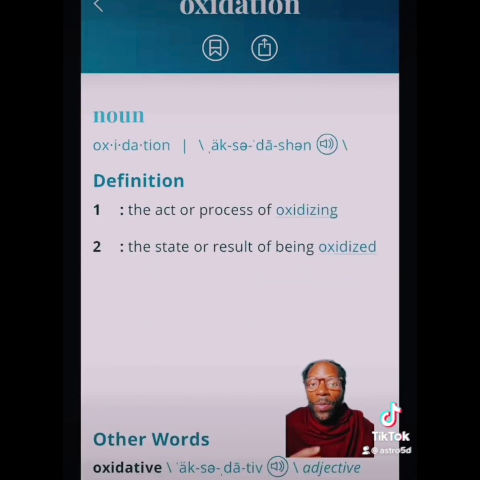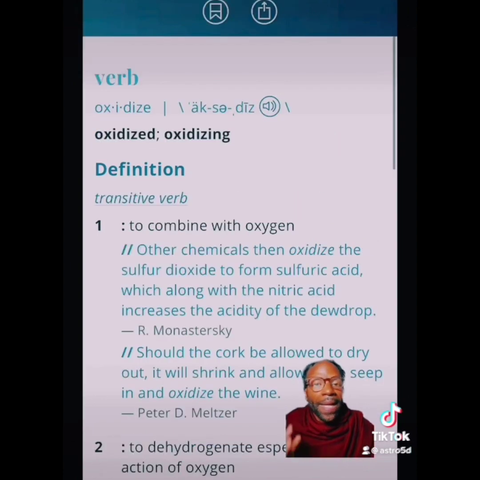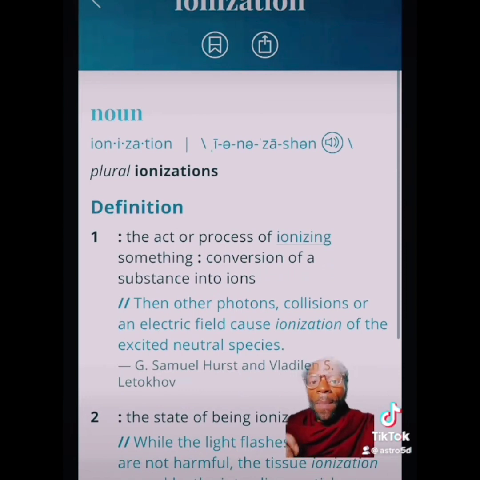Oxidation, which happens between the anode and cathode, is the act or process of oxidizing, or the state or result of being oxidized. And oxidize just means to combine with oxygen. And we went over ionization before, but for a refresher, the act or process of ionizing something, conversion of a substance into ions, the state of being ionized.